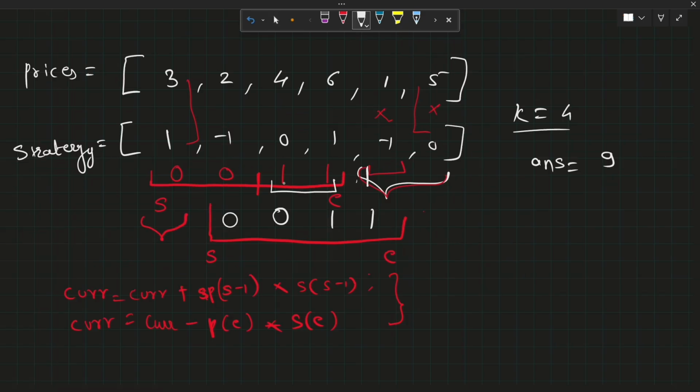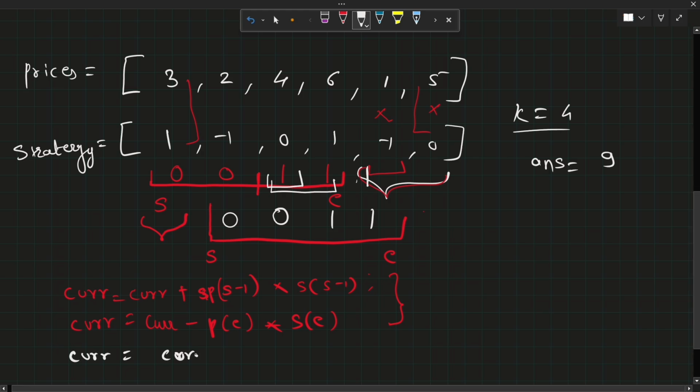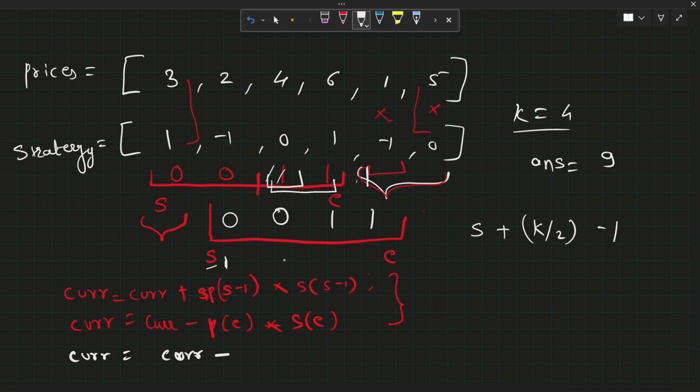So how will the current change now? First of all, we removed this part. Earlier it was 1, so it was considered, and now it is 0, hence it will not have any significance. So current will be current minus, we have to remove this part. So how will we calculate this? As we have our s here, it will simply be s plus k by 2 minus 1. As s is 1, k by 2 is 2, so 1 plus 2 is 3, minus 1 is 2, which is this index: 0, 1, 2.